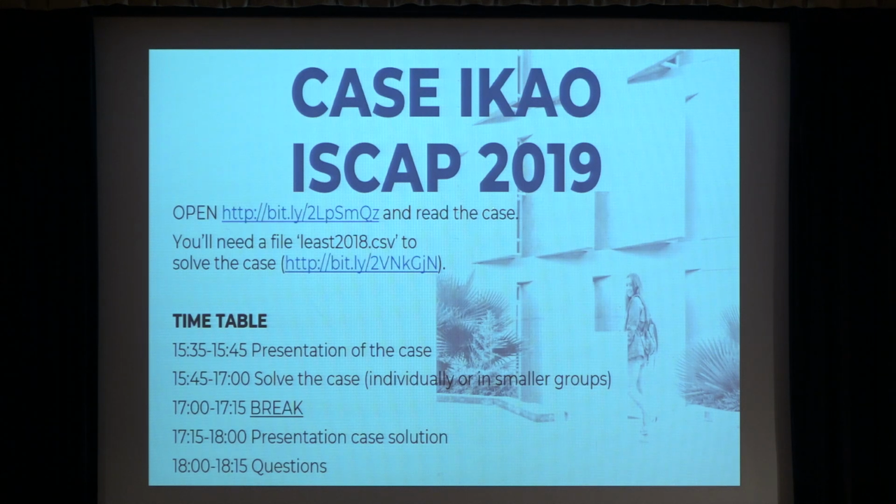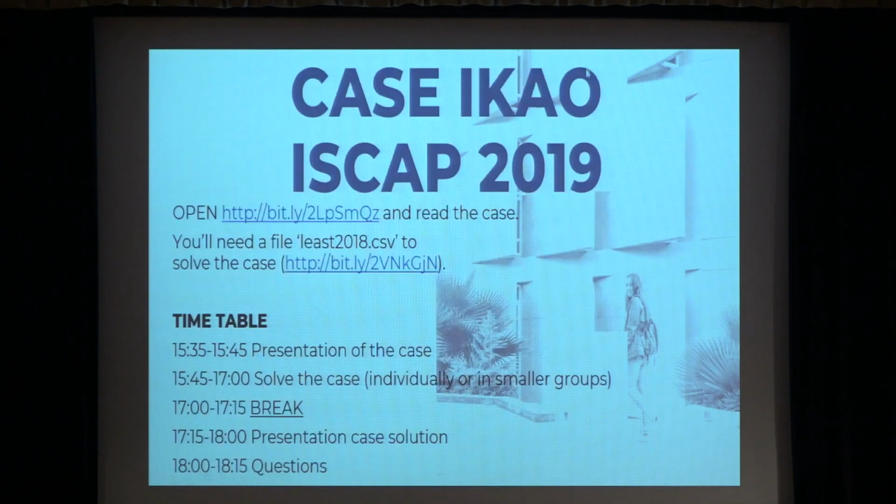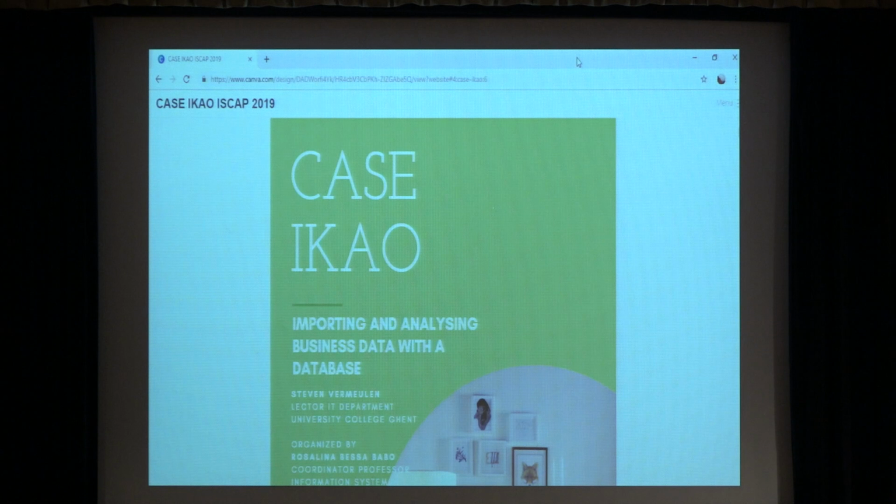And to solve the case, you will need one file, which is a CSV file, a comma-separated value file. You will find that file at the other location, which is on bit.ly. You need that file to solve the case, okay? So if you open the first hyperlink, you should see this. And this is the case, okay?